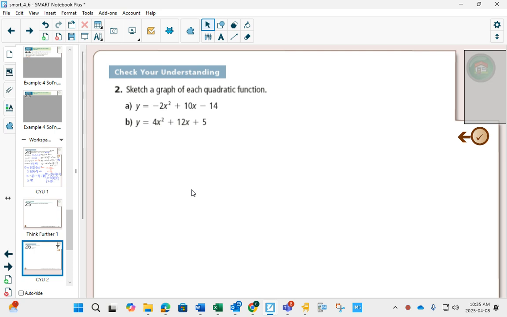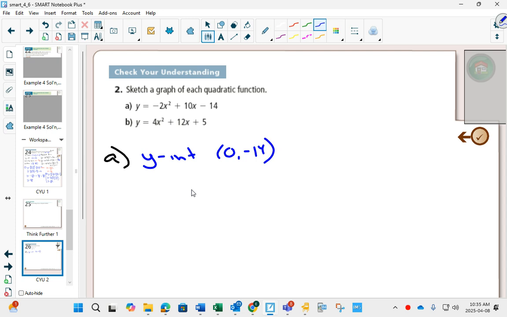In example 2, we want to sketch the graph. For both of them, I'll start with A. Super easy, since it's in general form, I know my y-intercept. I've got a point already. That was super easy to do. So if I can find my vertex, I'm going to be fine.